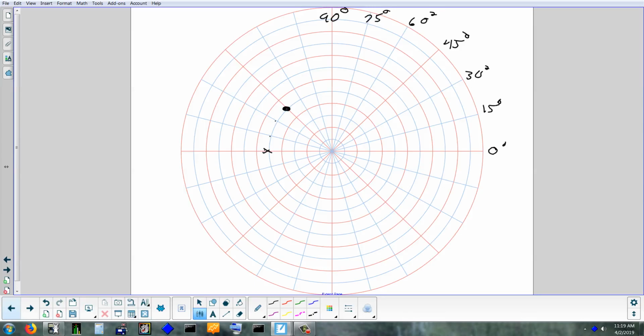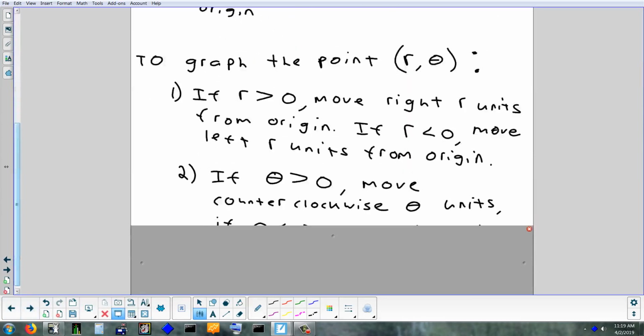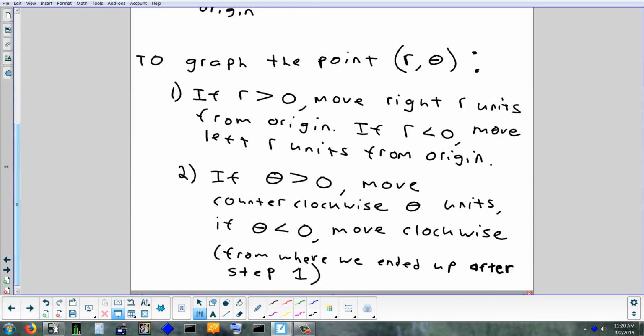All right, so that's the important thing. When you move the number of degrees, it's always from where you ended up after you did r. So now, if theta is greater than 0, you're going to go counterclockwise. If it's less than 0, clockwise. And again, that's what I just emphasized.